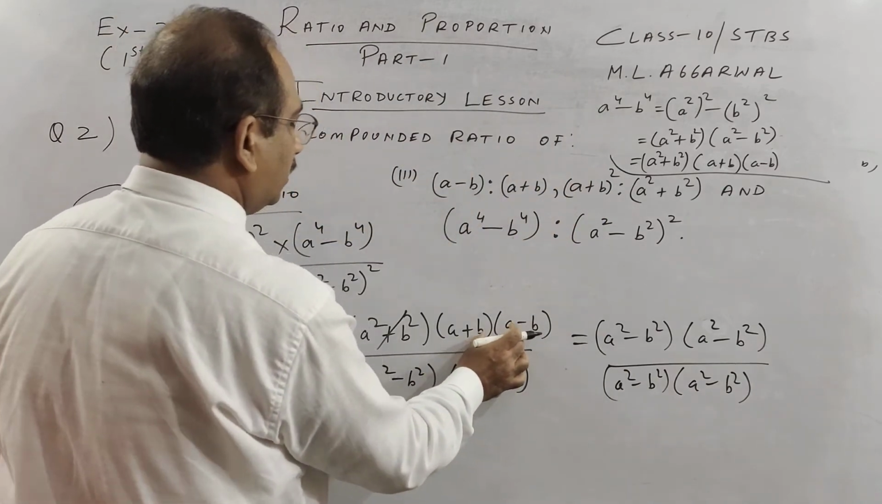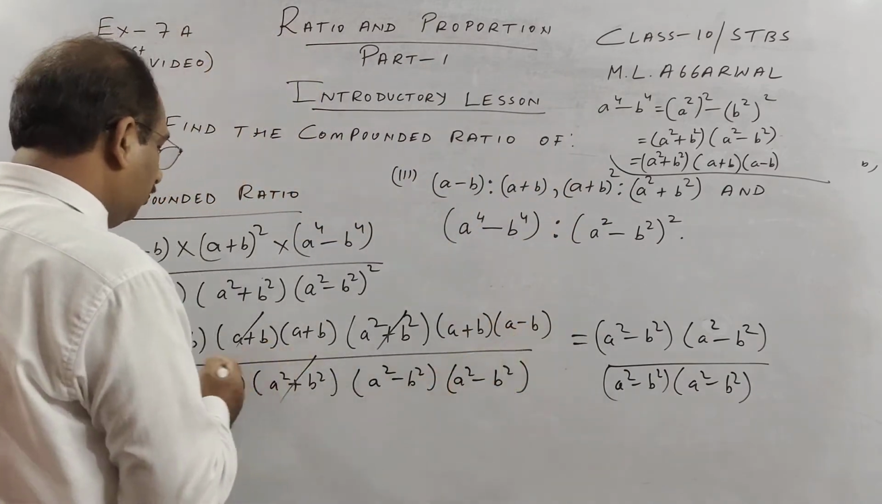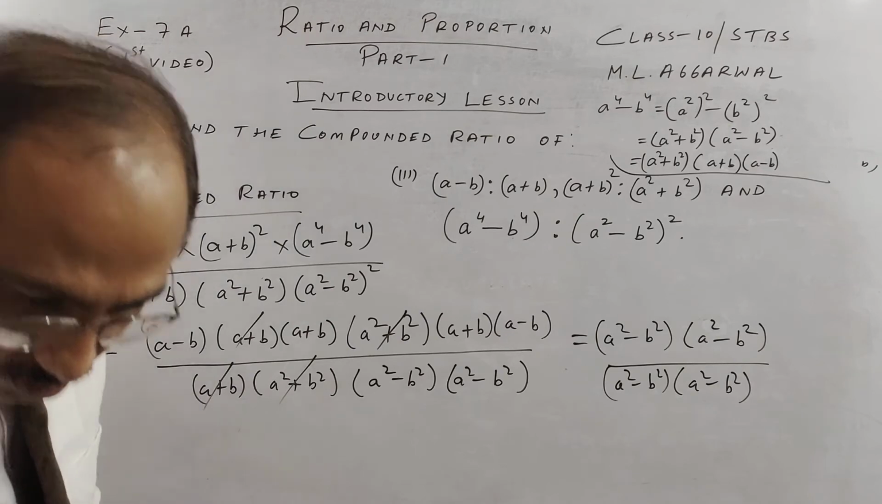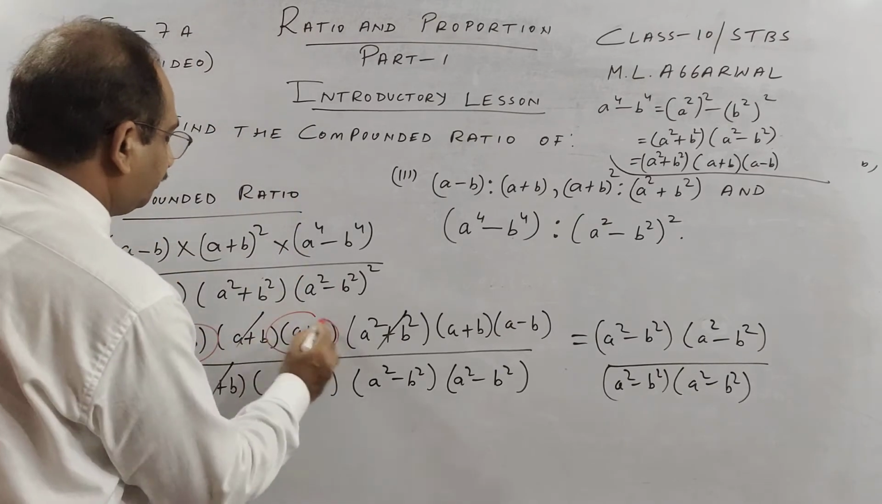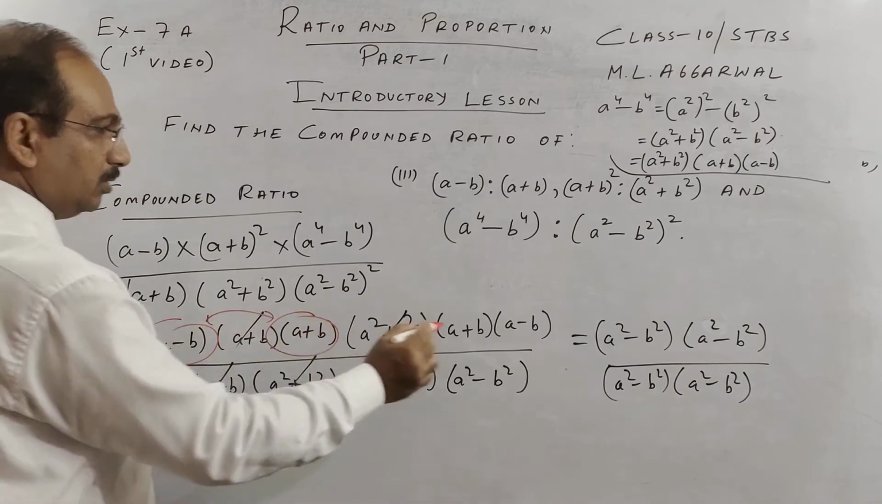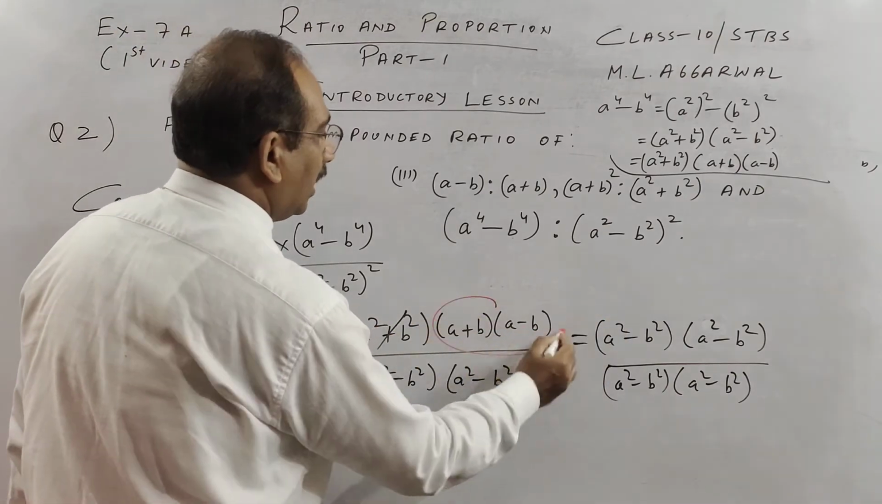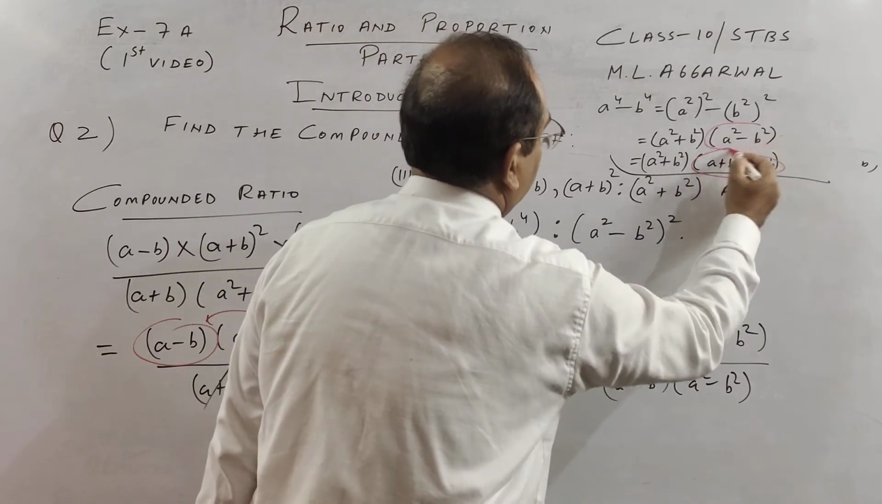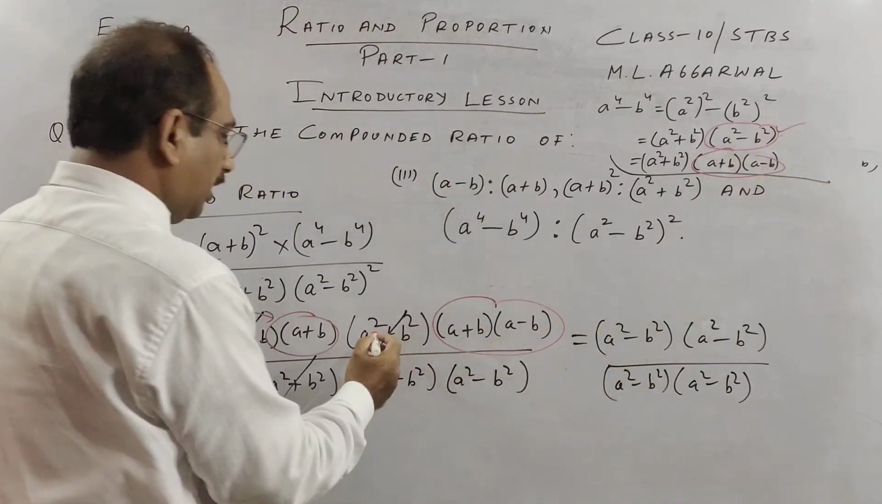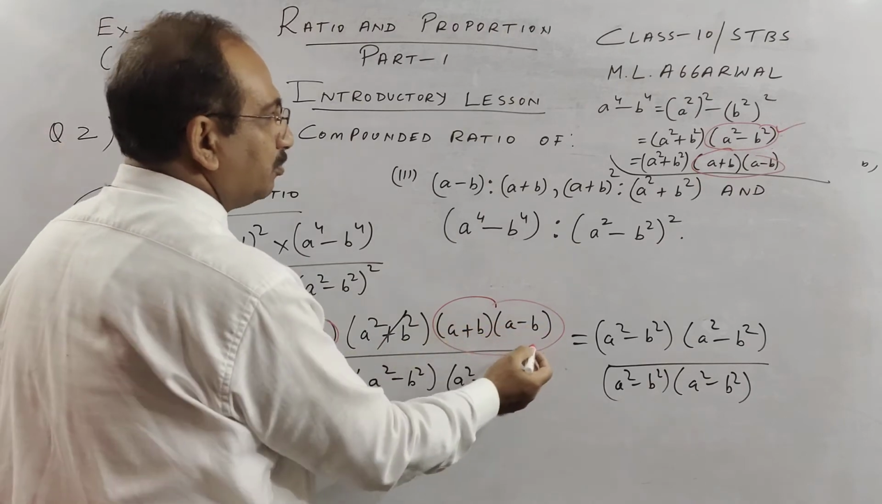So I could have written this as a square minus b square, no problem. Once more I'll show you with my red marker. This we put together. Okay, a plus b, a minus b is a square minus b square, and this is a square minus b square, which I could have written here only. Okay, a square plus b square, a square minus b square.